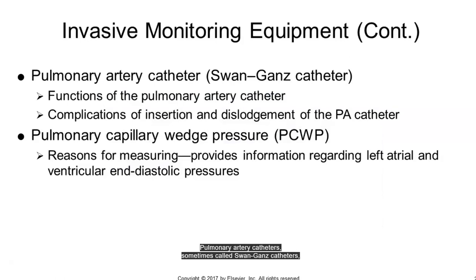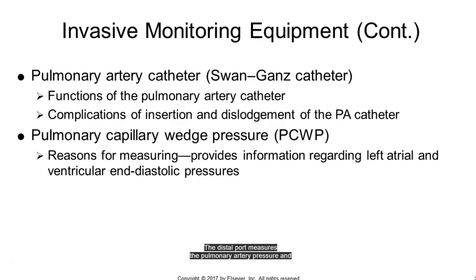Pulmonary artery catheters, sometimes called Swan-Ganz catheters, are used to directly measure right atrial pressure and pulmonary arterial pressure, and indirectly measure left atrial pressure. They also can be used to determine mixed venous oxygen, SVO2, and cardiac output. The catheter is inserted by a physician and introduced via a central access point, such as the internal jugular or subclavian vein, and is then passed from the vena cava into the right atrium, through the pulmonary valve, and into the pulmonary artery.